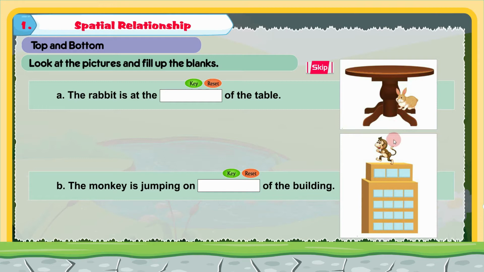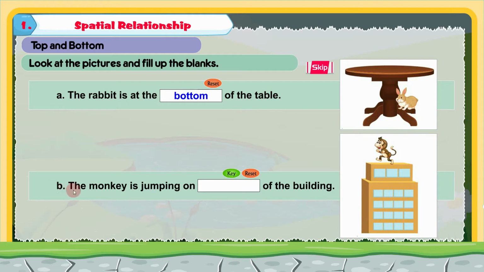Here we are given two pictures, and according to the pictures we have to fill up these blanks. A. The rabbit is at the dash of the table. So in this picture we have a rabbit and a table. Where is the rabbit? This is the top part and this is the bottom. The rabbit is at the bottom of the table. We will write here bottom.